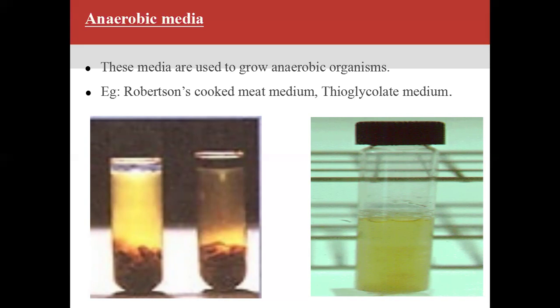Here, based upon the color change of the meat particles, we can identify the growth of the bacteria. If you see Clostridium perfringens, it turns the meat pieces red. And in case of Clostridium tetani, the meat pieces turn black.